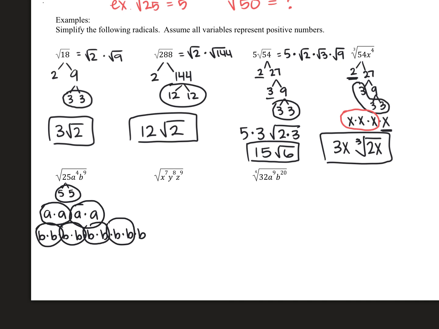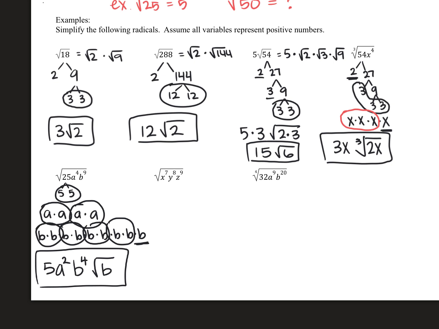So when I'm simplifying it, I have my 5. I have 2 groups of a, so a squared. I have 4 groups of b's, so b to the 4th. But the b's had a leftover b that didn't simplify. So even though there's no number left over underneath my square root, I still have 1 b that's left over.